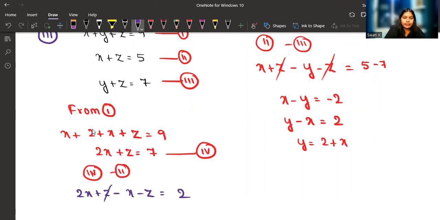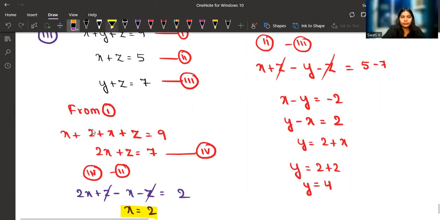Clearly, z minus z will get cancelled, so 2x minus x is x only, and we got our first value of x, that is 2. So x is 2. If x is 2, clearly y is 2 plus 2, that is 4. So we got the value of y also, that is 4. Now for z, you can just put it in any of the equations. So let's put this in equation 3.